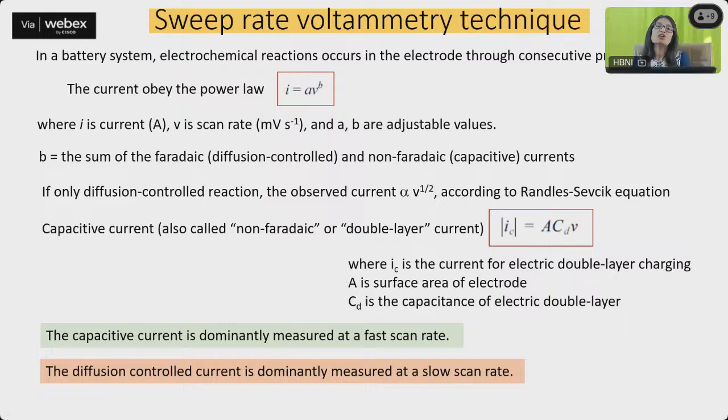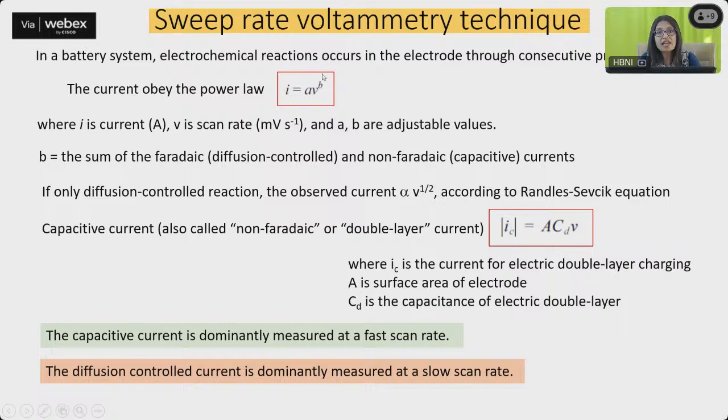So now what we do to find out the lithium ion diffusivity using the cyclic voltammetry technique in a lithium ion battery is this sweep rate voltammetry technique. So in a battery system, the electrochemical reactions occur in the electrode through consecutive processes. So the current is going to obey the power law. So I is equal to A nu to the power of B. So I is the current, this nu is the scan rate, and A and B are adjustable values.